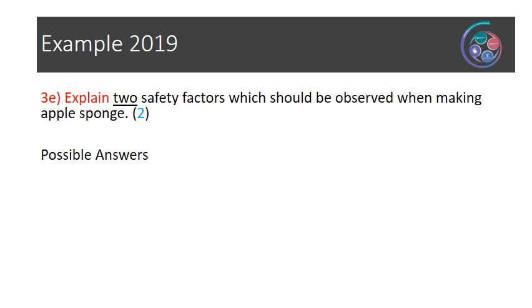Example from question paper 2019. 3E. Explain 2 safety factors which should be observed when making apple sponge. This question is worth 2 marks. Explain is our command word, and I've highlighted 2 as you need to ensure you've got 2 points to access the 2 marks. As it is an explain question, you should use the word because, therefore, as, or so in your answer to ensure you're explaining. Pause this video now and have an attempt at the question before we go over the answers.